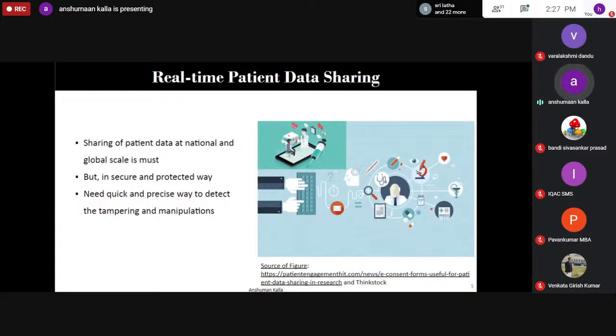So right now it is very important. At the same time, privacy of the patients is important, right? So we need to find ways in which we can share the information, but the personal information is not leaked, right? So we want to share the information anonymously, right?